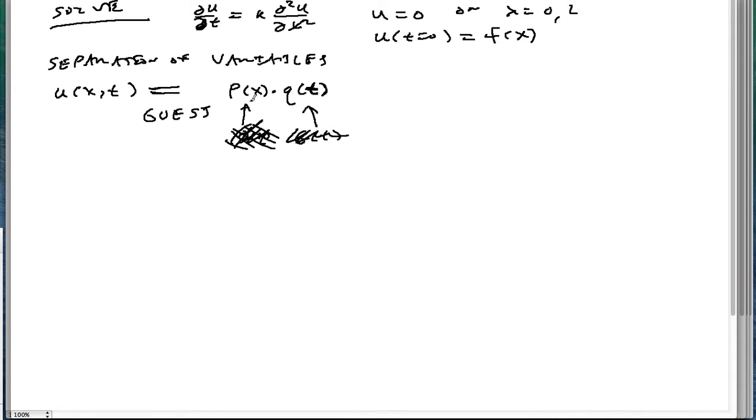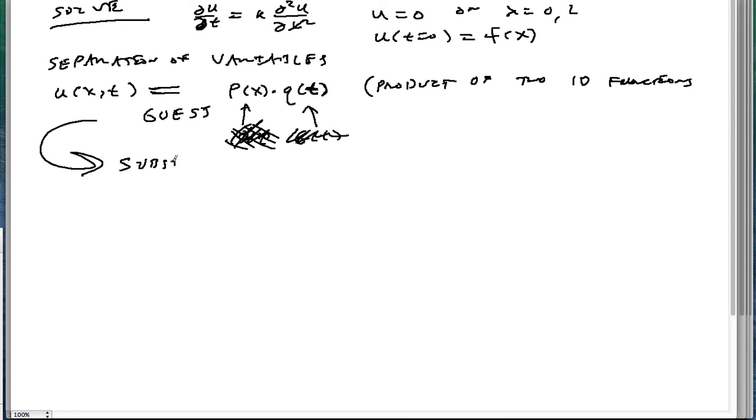So we're going to guess that this is a product of two 1D or single variable functions. What we always do for this is substitute. So we're going to put it into the equation. Again, we're going to have our linear operator, and we're going to evaluate it at u, which we're now going to call P and Q. We're going to multiply them.